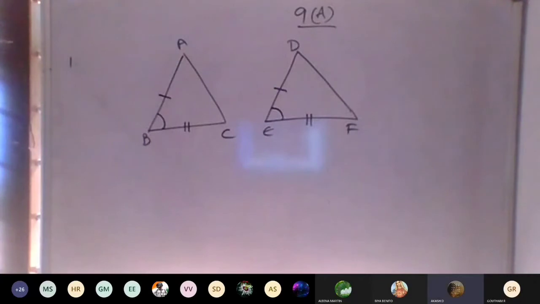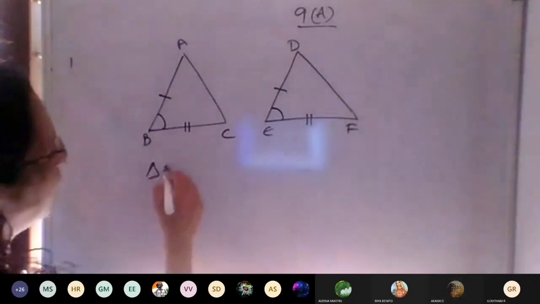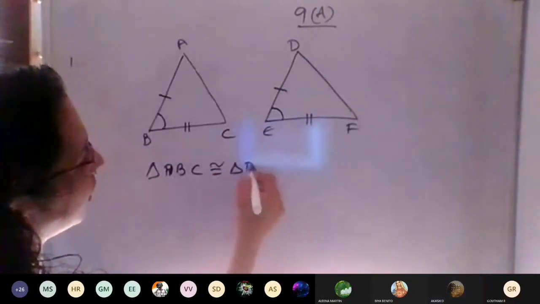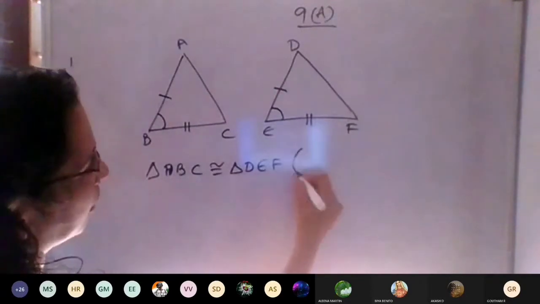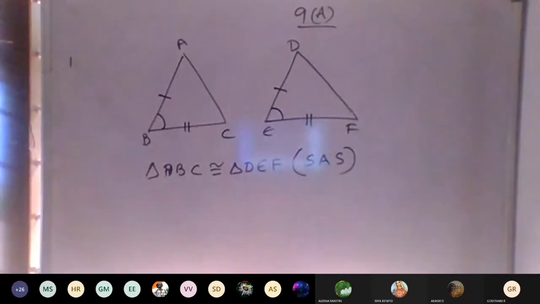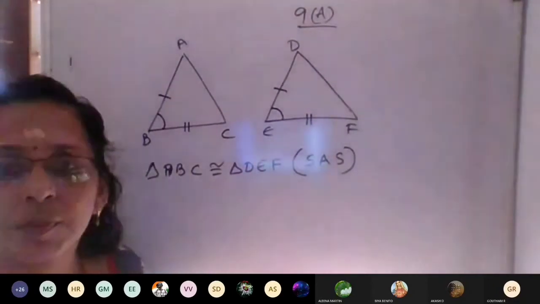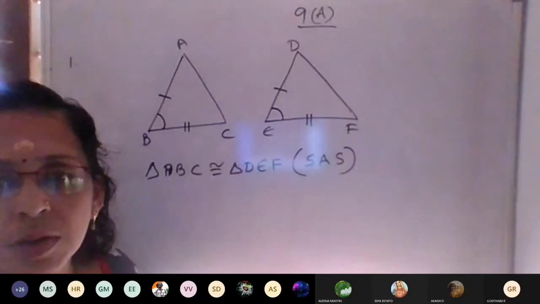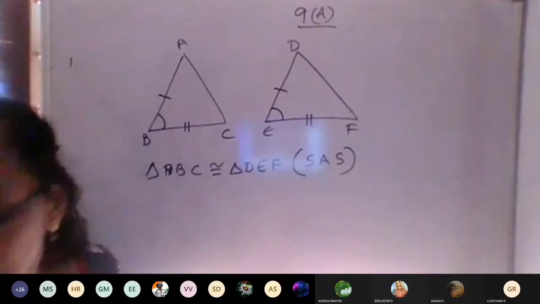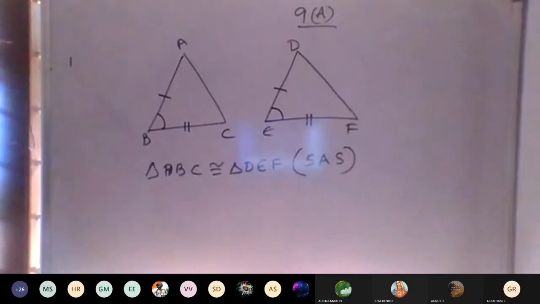SAS. Yes. So triangle ABC is congruent to triangle DEF, SAS. That is the reason we wrote. Understood? Any doubt in this SAS? Yes, ma'am. No, ma'am. Understood. Okay. So do the next one.